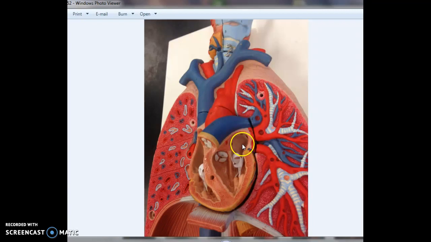This is the left atria. This is the right atria. This is the bicuspid valve. This is the tricuspid valve. So again, I'll ask, what is the valve? What are the chambers? This is the pulmonary trunk.